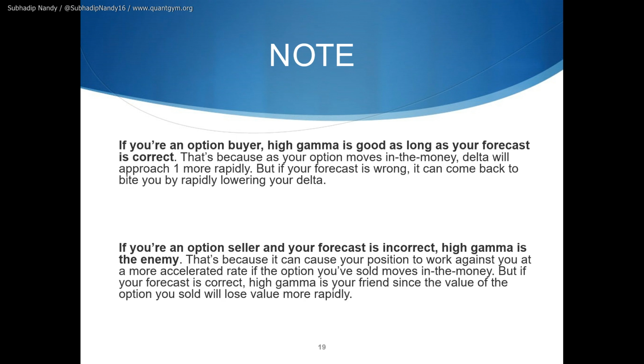Note, if you are an options buyer, high gamma is good as long as your forecast is correct. That's because as your option moves in the money, delta will approach more rapidly. But if your forecast is wrong, it can come back to bite you rapidly by lowering your delta. Now, this is a theoretical line. How do you use this?